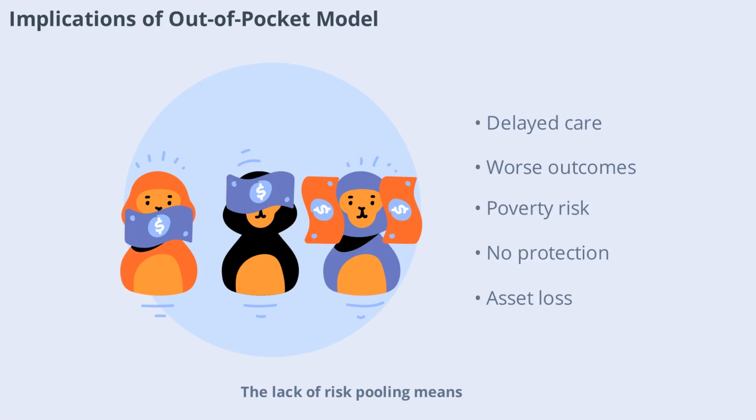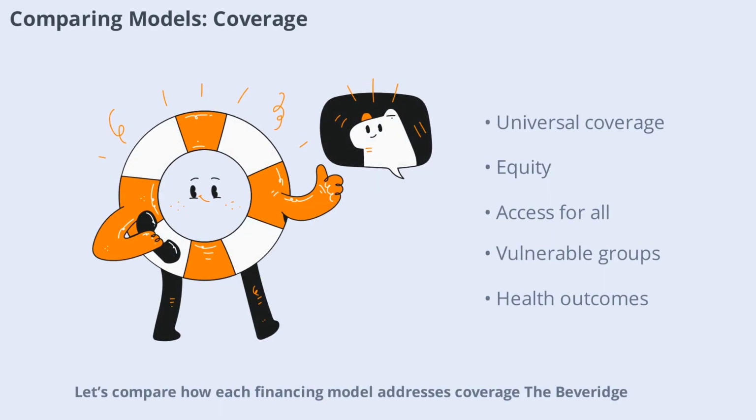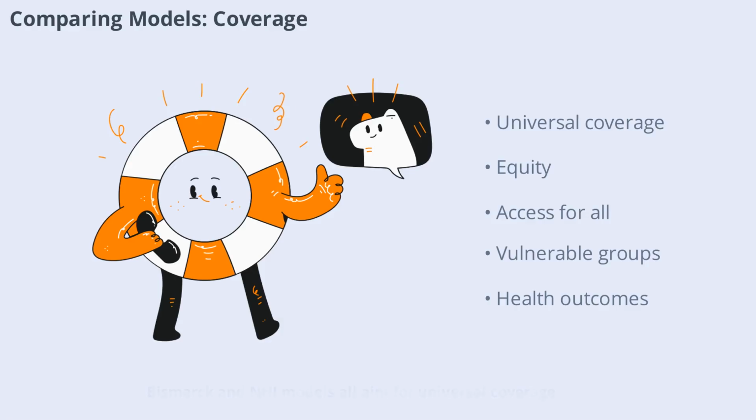The lack of risk pooling means there's little protection against catastrophic health expenses. Next, we'll compare the strengths and weaknesses of each model to understand their real-world impact. Let's compare how each financing model addresses coverage. The Beveridge, Bismarck, and NHI models all aim for universal coverage, ensuring everyone can access healthcare.